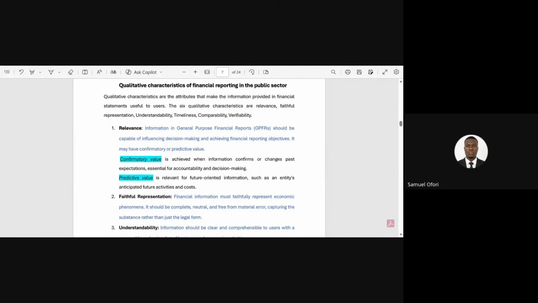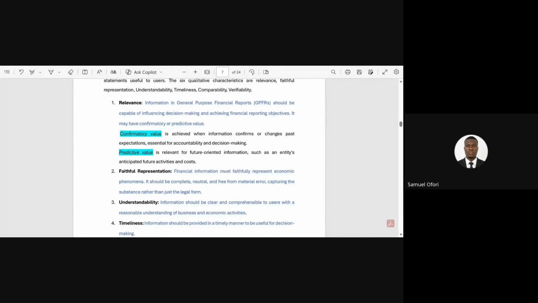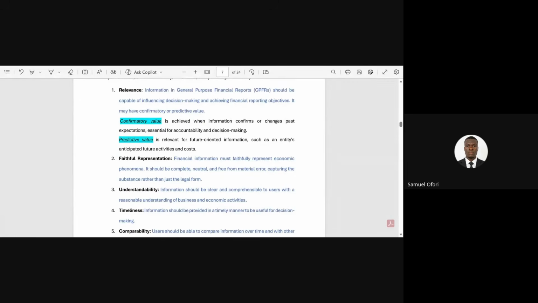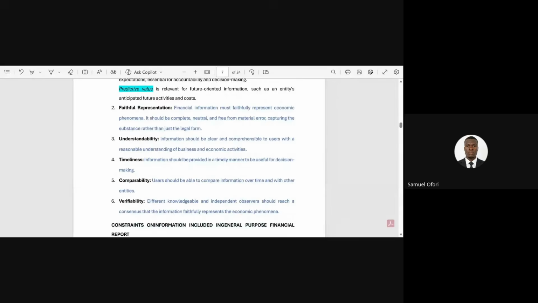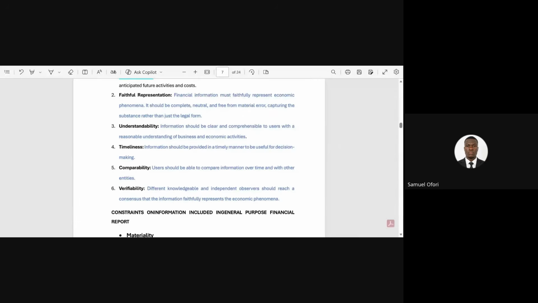The next one is understandability. Information should be clear and comprehensible to users with a reasonable understanding of business and economic activity. When you prepare your financial statement or financial report, anyone who picks it up, even an arts student or the boss from the logistics department, should understand it. It should be understandable.